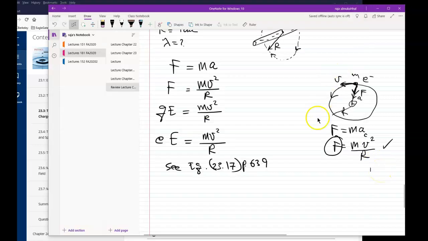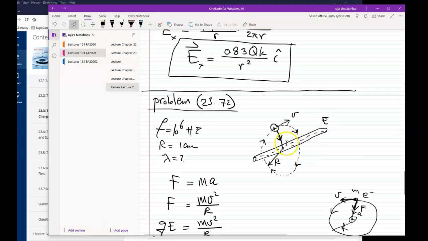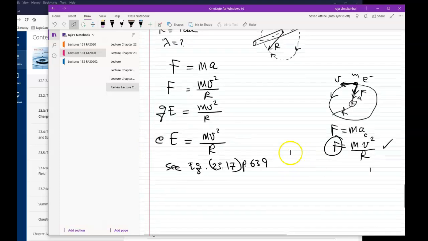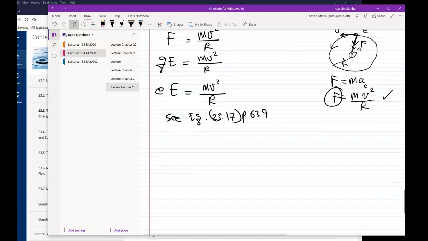So let me write it down. The electric field due to this rod is basically E equals 1 over 4 pi epsilon naught, 2 lambda over r, r here being the radius of that orbiting path, okay?